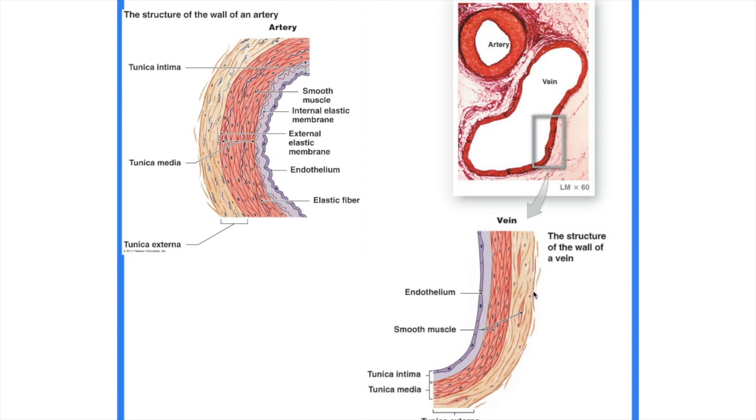Then the outside layer is the tunica externa. It's the outermost layer. It's just a connective tissue sheath, and that's the same in arteries and veins.